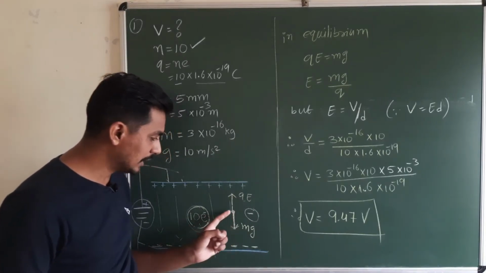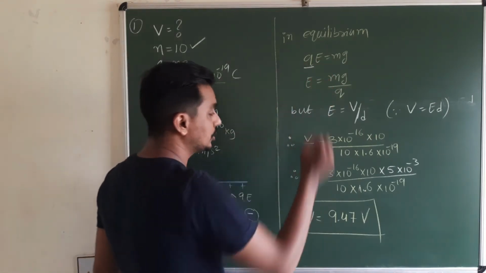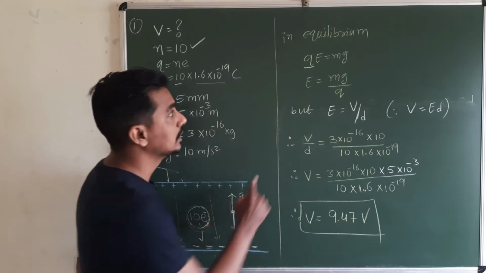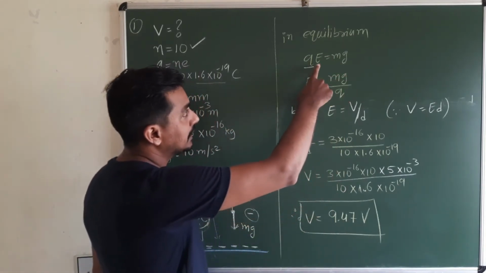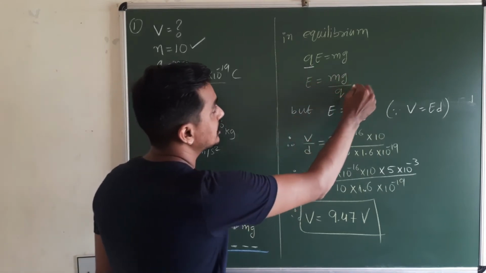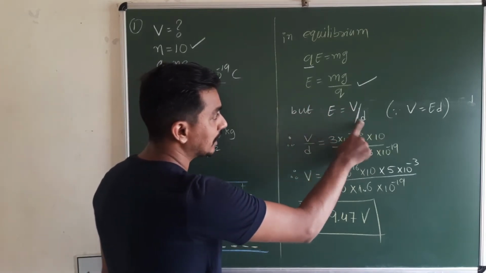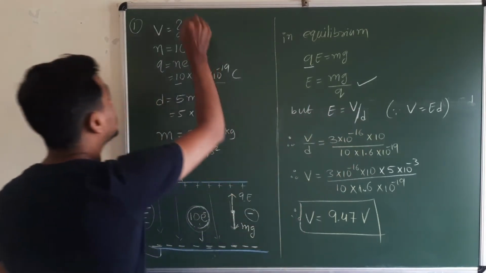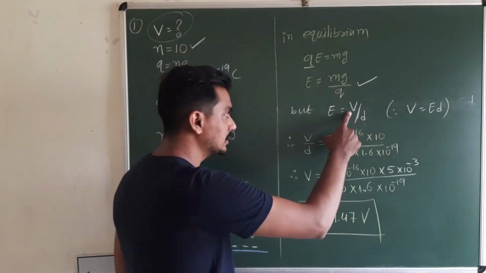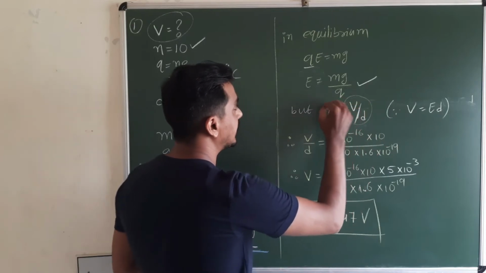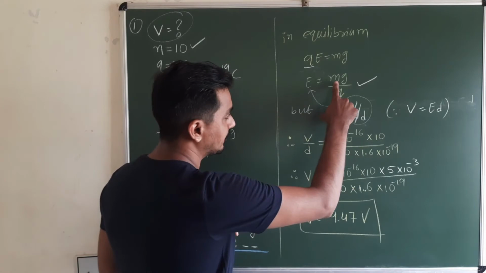So this is the drop I have represented like this. In equilibrium, the electric force QE is equal to the gravitational force, which is mg. So if I make E the subject, then E is equal to mg by Q. But we know that E is equal to V by d, and because it is asked to find the voltage needed, that's why we are using this equation. Now put V by d in place of E. So we can write V by d is equal to mg by Q.